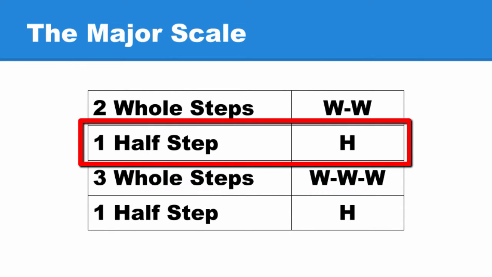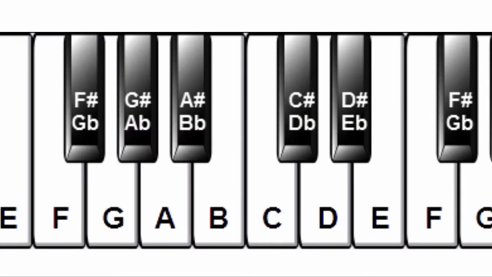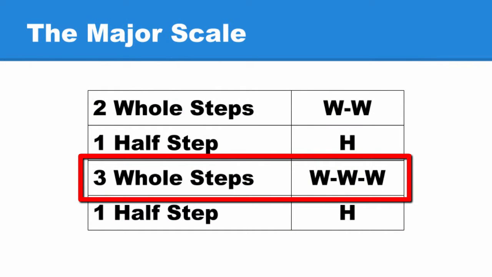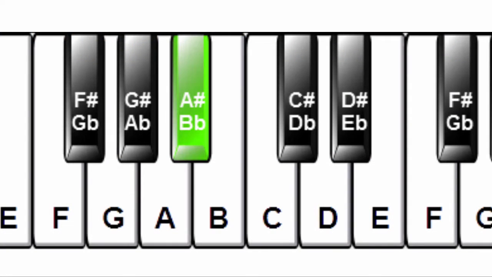Next, we go up one half step. The next key up from A on the piano keyboard is B flat. B flat is a half step up from A. Now we want to go up three whole steps. We're on B flat, so one whole step up from B flat is C.